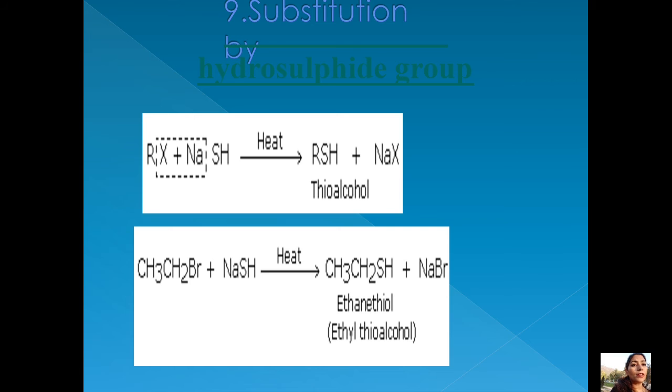Next is a substitution by hydrosulfide group. Hydrosulfide means sulfur and hydrogen both are present there, so NaSH. When alkyl halide reacts with hydrosulfide, it gives the thioalcohol. Alcohol is OH, but because sulfur is present, it gives the thioalcohol. Ethyl bromide reacting with sodium hydrosulfide gives the ethanethiol.